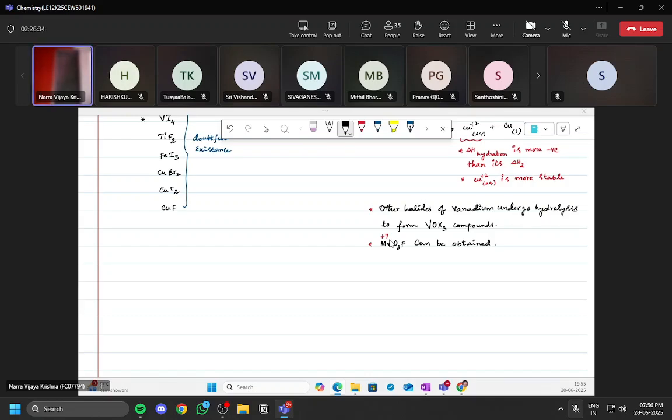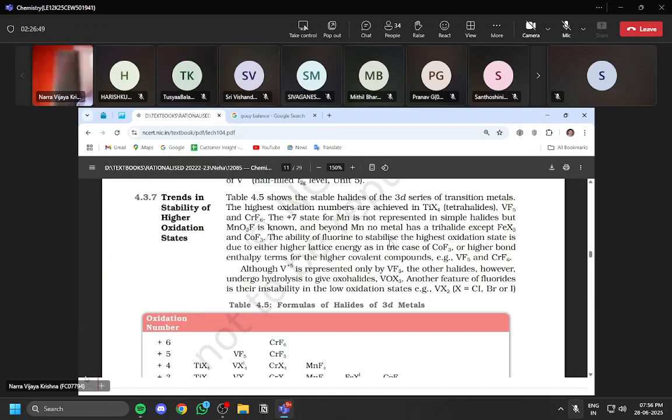Beyond manganese, right? Iron and cobalt show only the +3 state. The remaining don't have even a +3 state. Correct or not? Beyond manganese, no metal has trihalides except cobalt and iron.